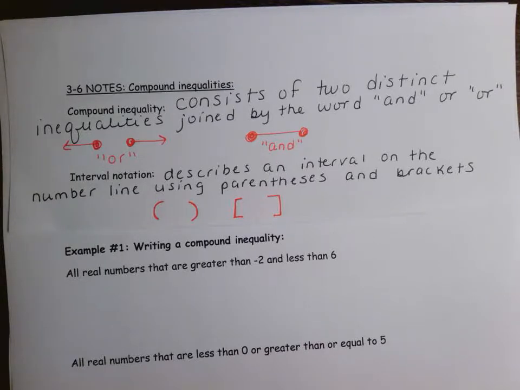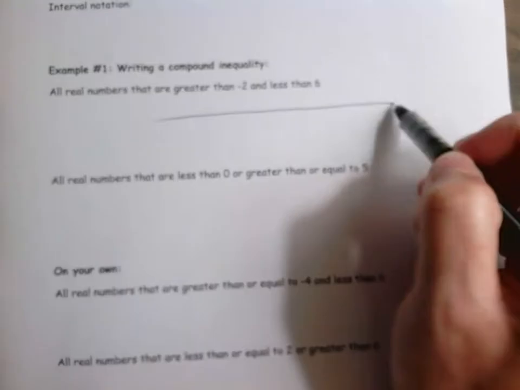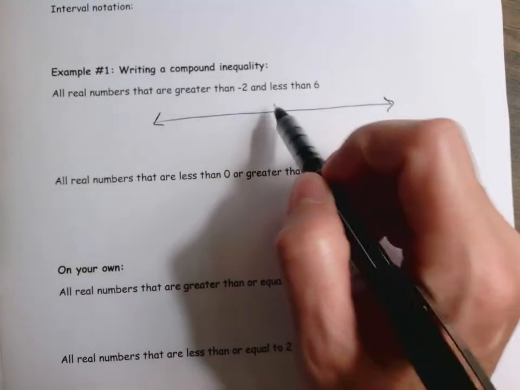So the other day we learned about set builder notation, and today we are going to be learning about interval notation. So let's look at example number 1, writing a compound inequality. All real numbers that are greater than -2 and less than 6. I always suggest you start by putting your situation on a number line.